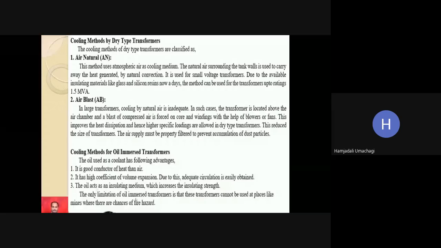Okay. The only limitation of oil immersed transformer is that these transformers cannot be used at places like mines where there are chances of fire hazards. So the drawback of this oil immersed type transformer is that it cannot be used at underground places like mining activities and all, because oil may catch fire. For that sake, looking at the constraint of fire and all, we should not use this oil immersed type of transformer at places like mining activities. Okay.